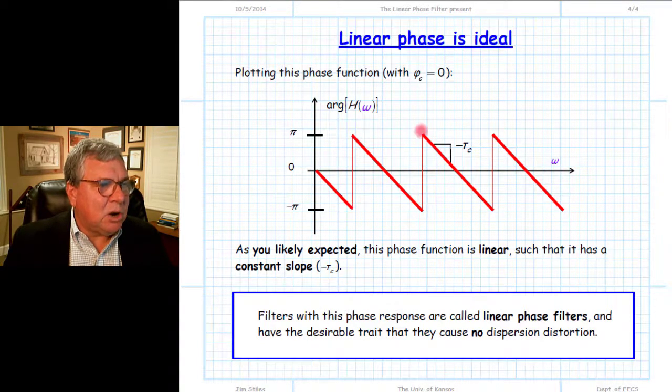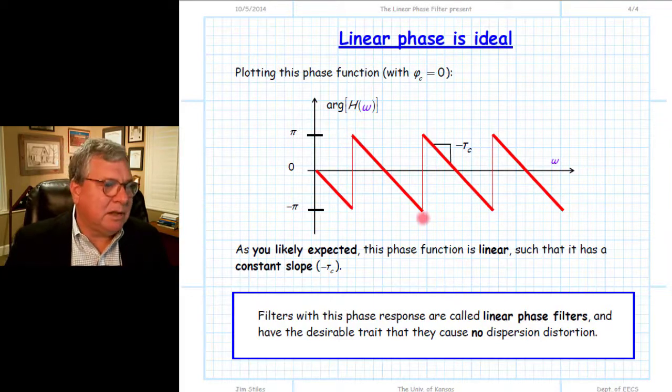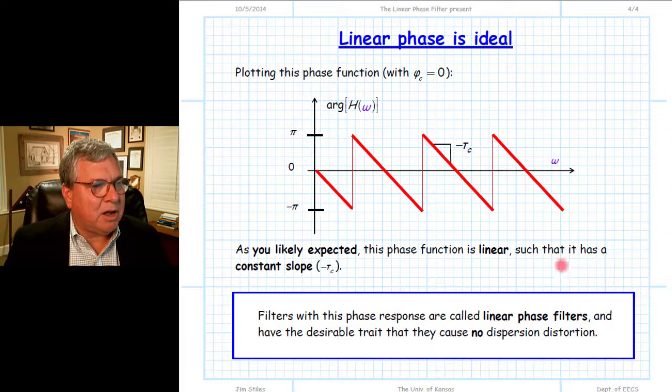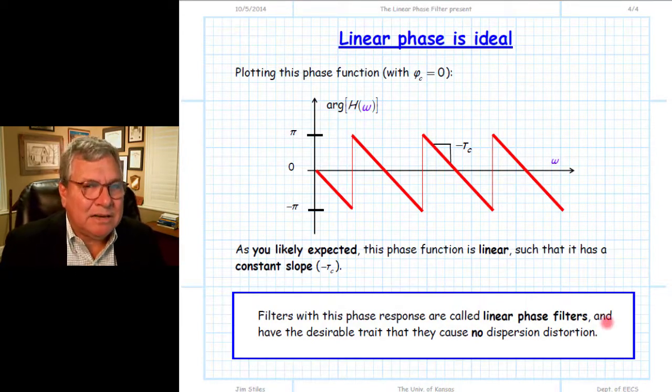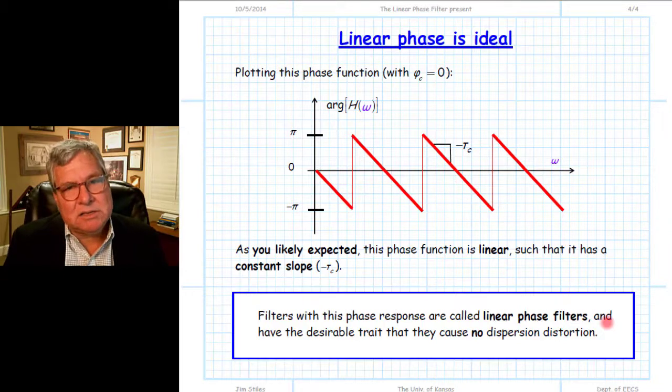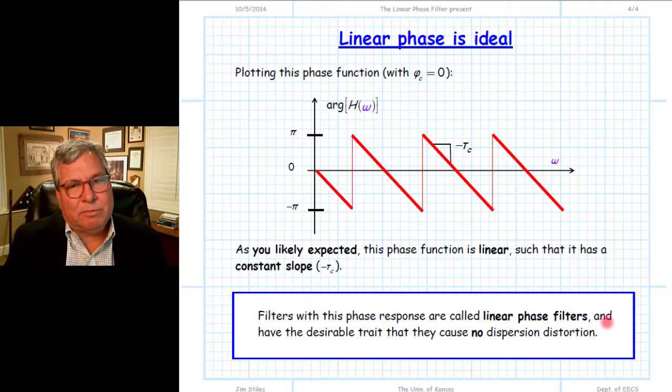This slope of the phase, though, with respect to omega, of course, is constant. Each part looks like a line. And so we call this phase response the linear phase. And such a filter with this linear phase response, we call it a linear phase filter. And so we talk about a linear phase filter being ideal. And the reason it's ideal is because of the phase delay that results from it, a phase delay which is a constant across the bandwidth of the filter.